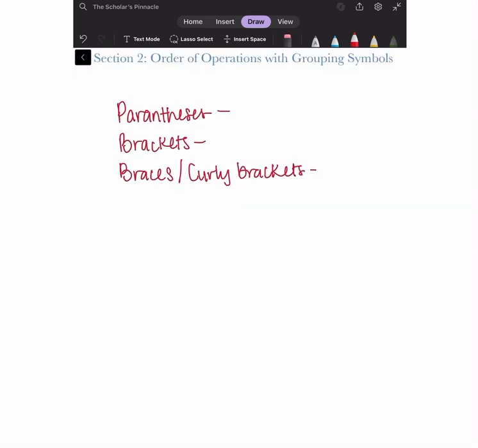Section 2, order of operation with grouping symbols. Now you might ask yourself, what are grouping symbols? They're here. We have examples. I made a mistake, by the way. There we go. So, grouping symbols are, for example, parentheses, depicted this way, brackets, depicted this way, braces or curly brackets, depicted this way. In algebra, you work from the innermost to the outermost, starting from inside to outside.